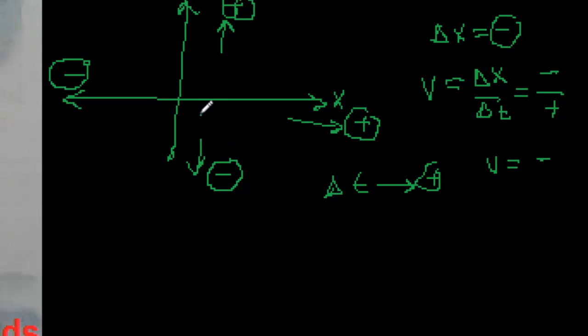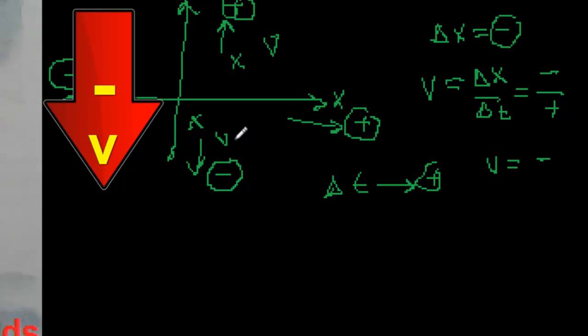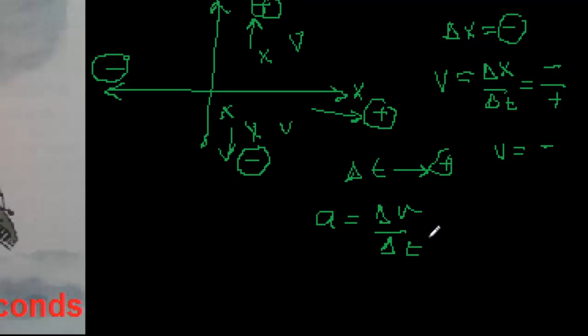We said here that was distance, so x is positive in this direction and negative in this direction. Since velocity and distance are related, velocity will be positive in this direction and negative in this direction. Consequently, acceleration is the change in velocity over the change in time. Change in time is always positive, and the change in velocity in a vertical downward motion is going to be negative. So acceleration will be negative in this direction as well and positive in this direction.